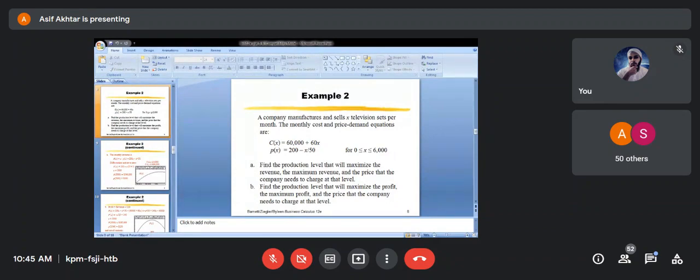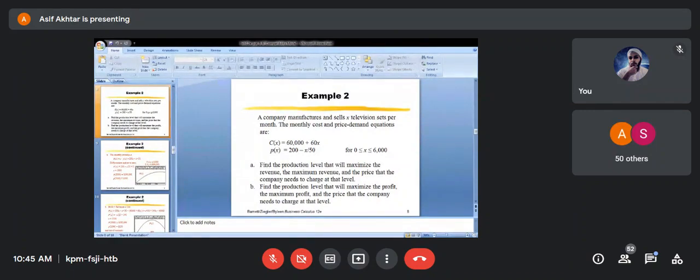And what is the price that the company needs to charge at that level? So they are asking you to calculate the price at x is equal to 5000. So I think the direction is very clear. We have the price function p(x) is equal to 200 minus x divided by 50. You put this x equal to 5000 in the price function and you get the price. So what would be the price? 100. Ahmad, you are asking anything? No, sir, saying 100. Okay, fine.